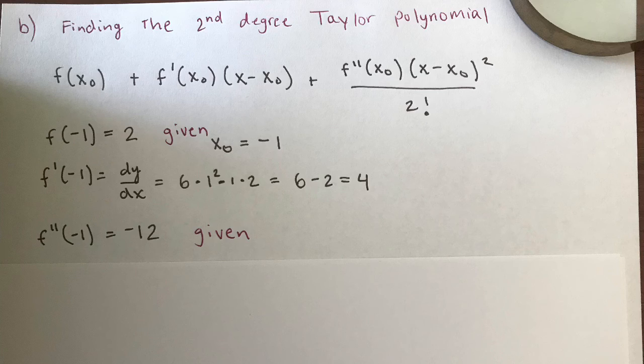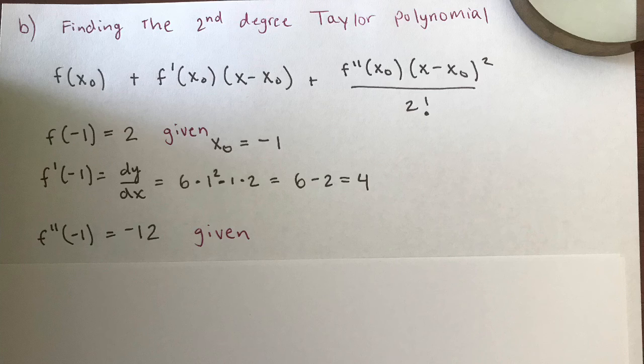The first thing we want to do is find f of x at x equals -1, and that's given to us in the problem: f of -1 is equal to 2. The second part we need to find is f prime at x equals -1. In order to do this, we just plug it into our differential equation, and we end up getting 6 times 1 squared minus 1 times 2, which is just equal to 4.